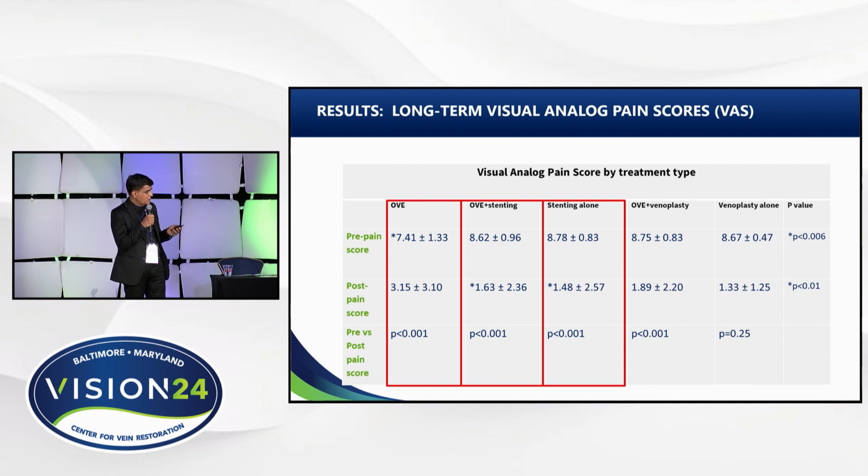So in our smaller study with shorter follow-up, and now subsequently this 36-month follow-up, we've been able to replicate pretty much the same visual analog pain score outcomes, which kind of validates what we do.